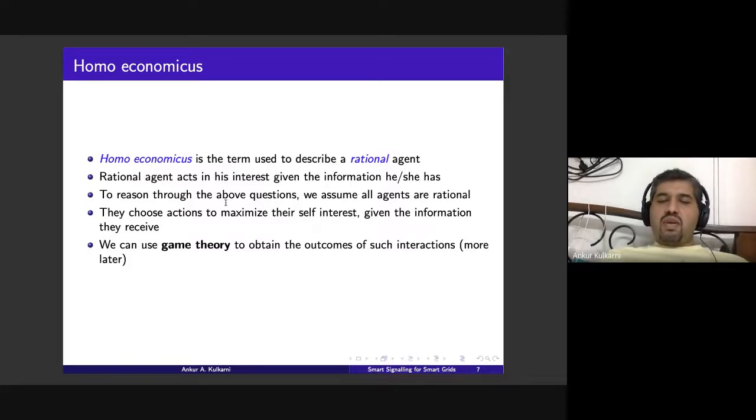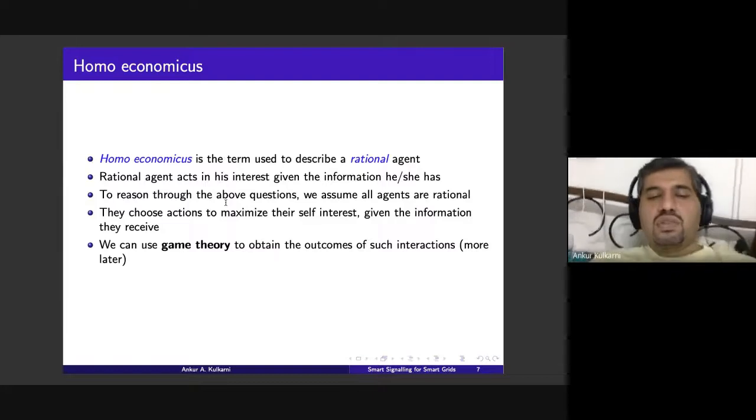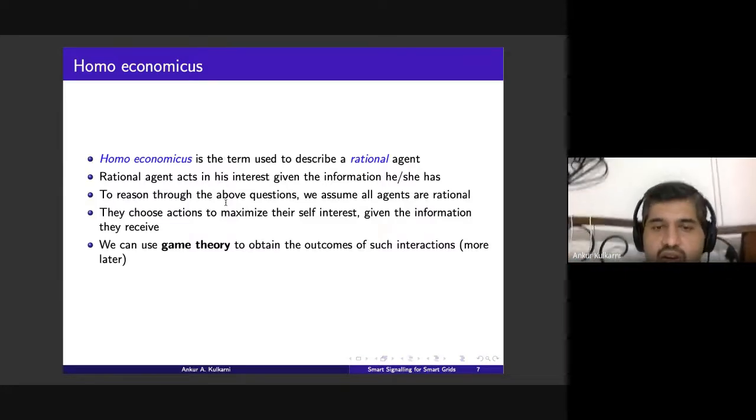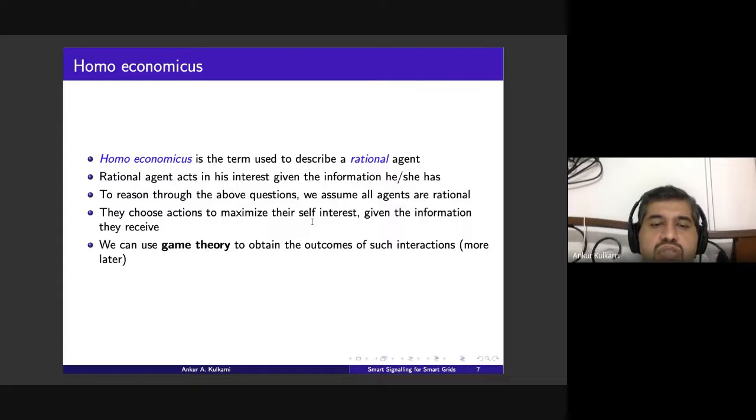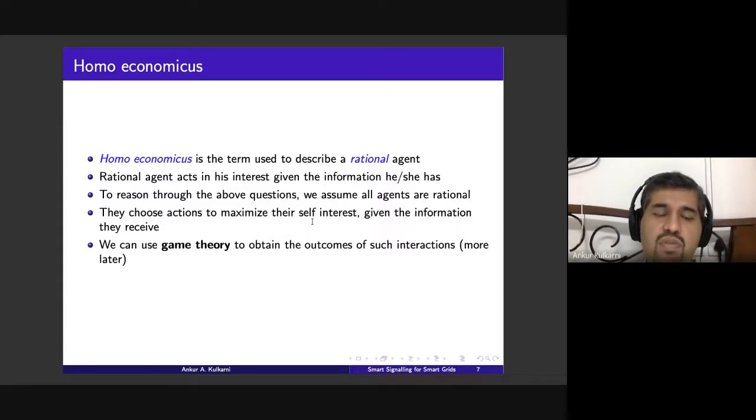To reason through the questions that I have raised, we will assume that all agents are rational. What this means is that they have a certain interest that can be well defined. There is information that they have, and they will try to maximize their interest. They choose their action to maximize their interest given the information that they receive. We'll use game theory to obtain the outcomes of the interactions of such agents, and I'll explain more about this in a little while.